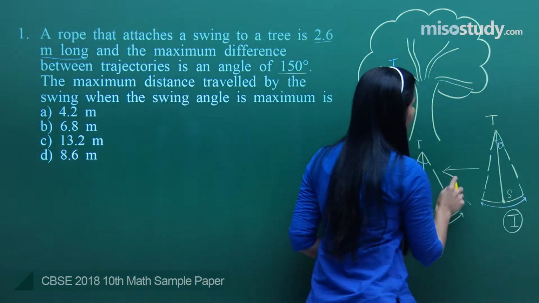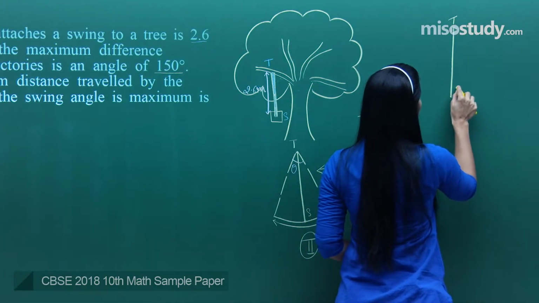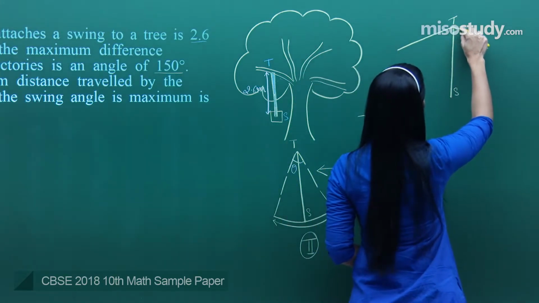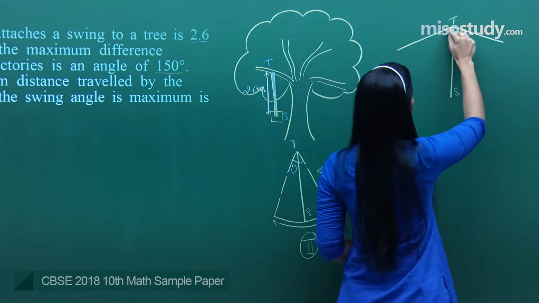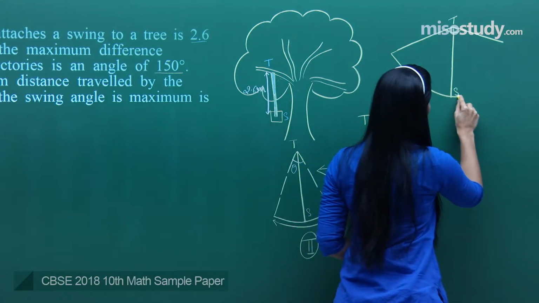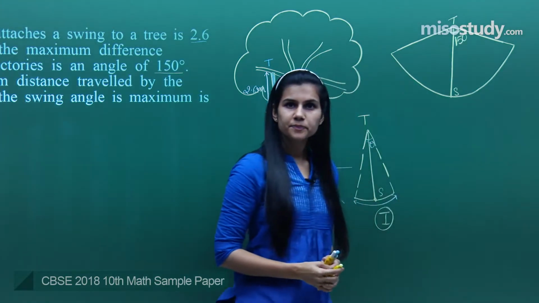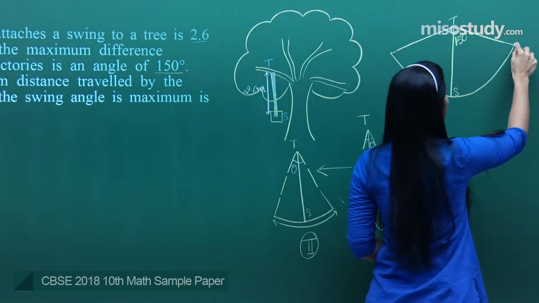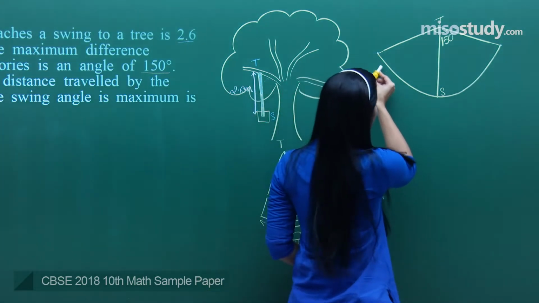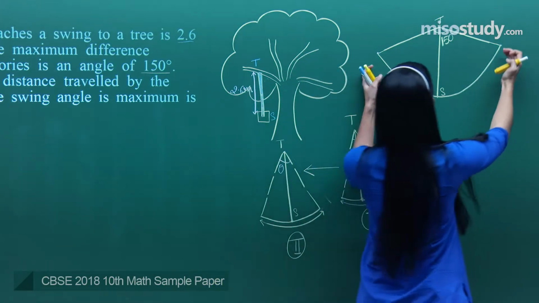What is it saying here? When this was your tree and this was the point which is your swing, it is saying that the maximum angle which can be made by the trajectories when the swing is swinging is 150 degrees. That means this is the maximum point to which the swing can move to the left, and this is the maximum point to which the swing can move to the right. Because when it is covering this much distance, the angle made by these two trajectories is maximum. That means the swing cannot move beyond this.